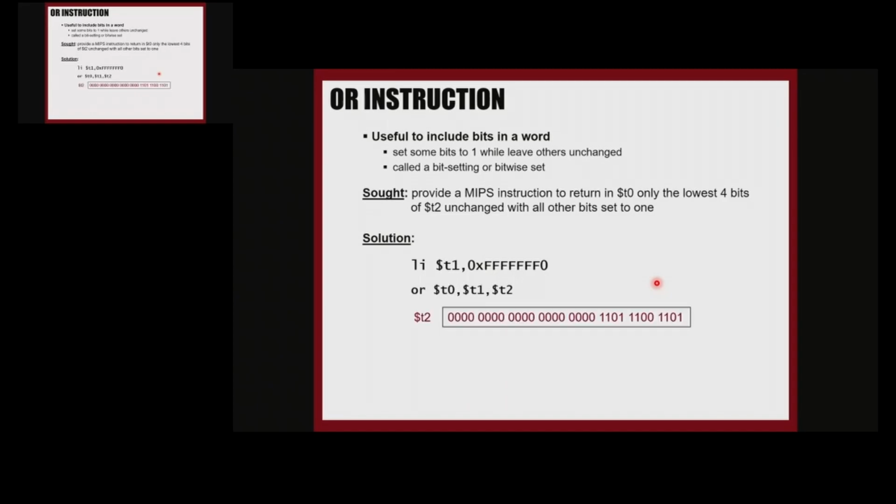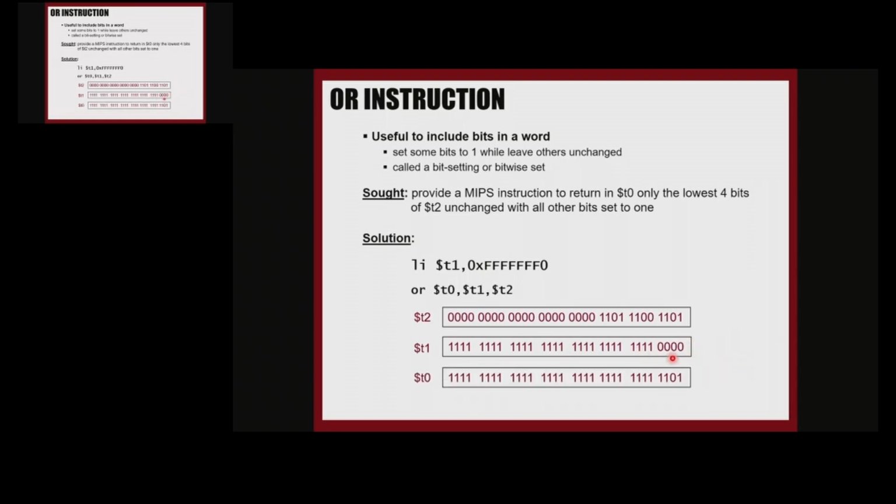So T2, let's assume T2 is this, and T1 is going to look like this in binary. Everything is 1, and then we have 4 zeros here. When you OR something with 1, you're going to get 1, and with 0, you're going to keep getting itself. So this is what's going to happen.